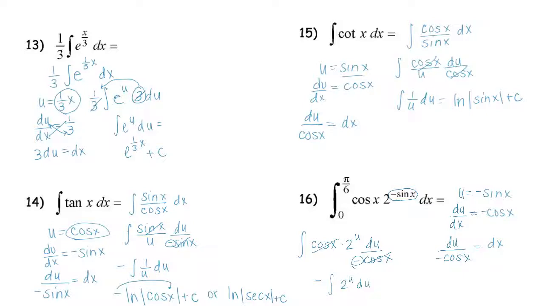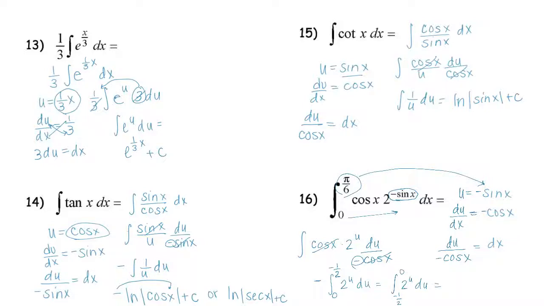Now we do need to adjust our endpoints, so I'm going to plug in pi over 6. And when I do that, sine of pi over 6 is 1/2, and it's got a negative there, so that's negative 1/2. If I plug in a 0 over there, then that's going to give me 0. Now I need to flip over my endpoints, so that's going to change to be 2 to the u du. And then that's going to flip this over, and so I have 0 and I have negative 1/2.